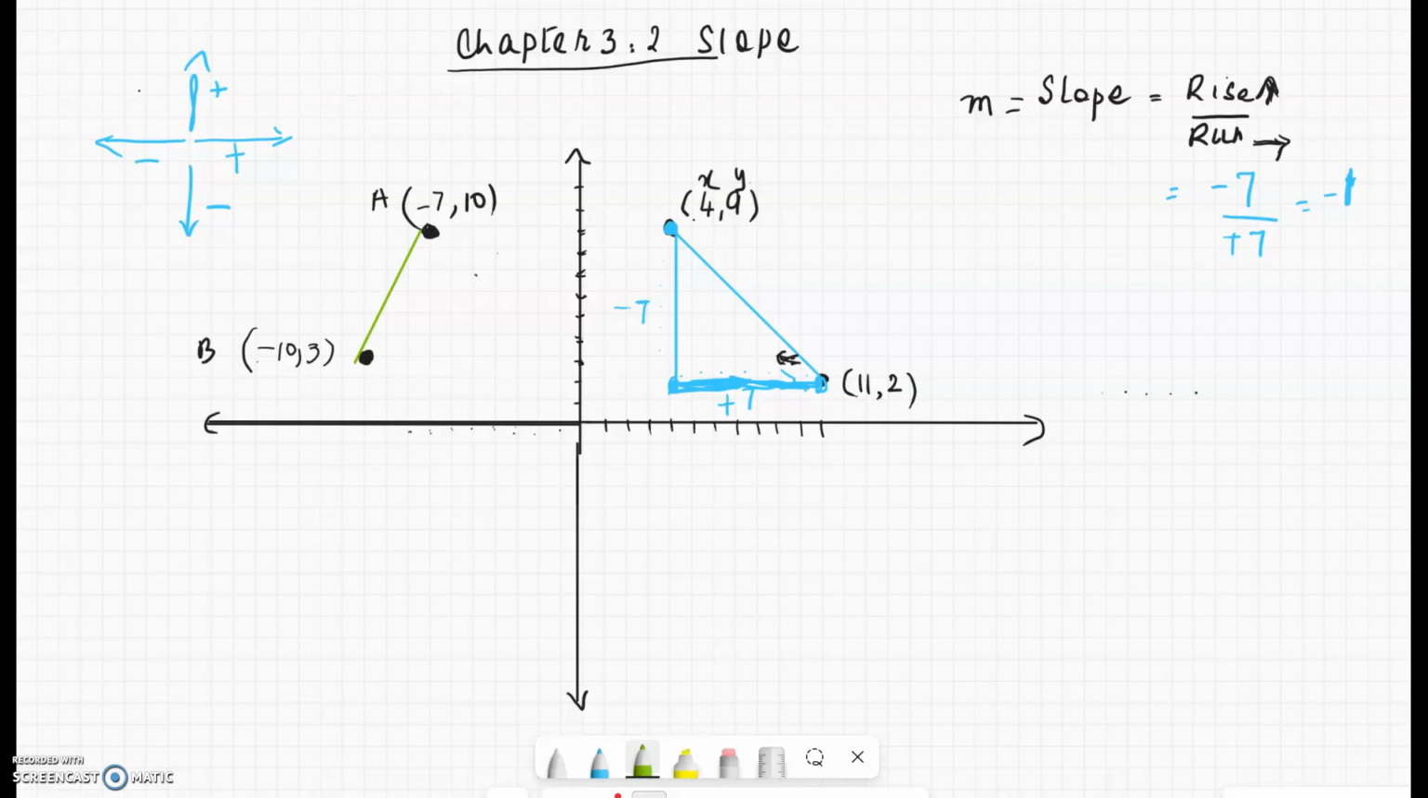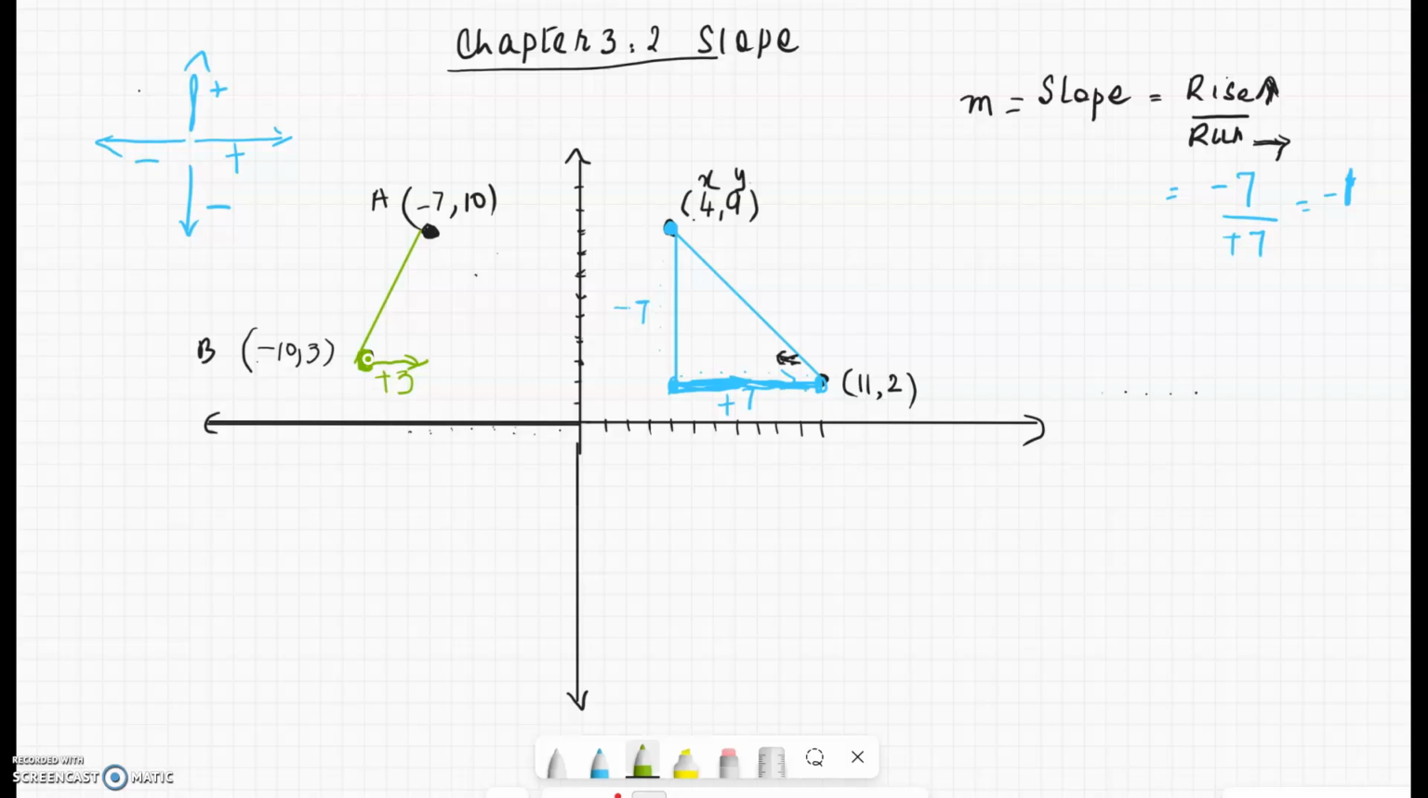So you can start at any point. Let's just say I start at this point, (-10, 3). And my goal is to reach the point (-7, 10). And I can only move in the horizontal direction or the vertical direction. So I start here. I move to the right by 3 units. So if I move to the right, I'm going in the positive direction and it's in the X direction. So that's the run in the positive direction.